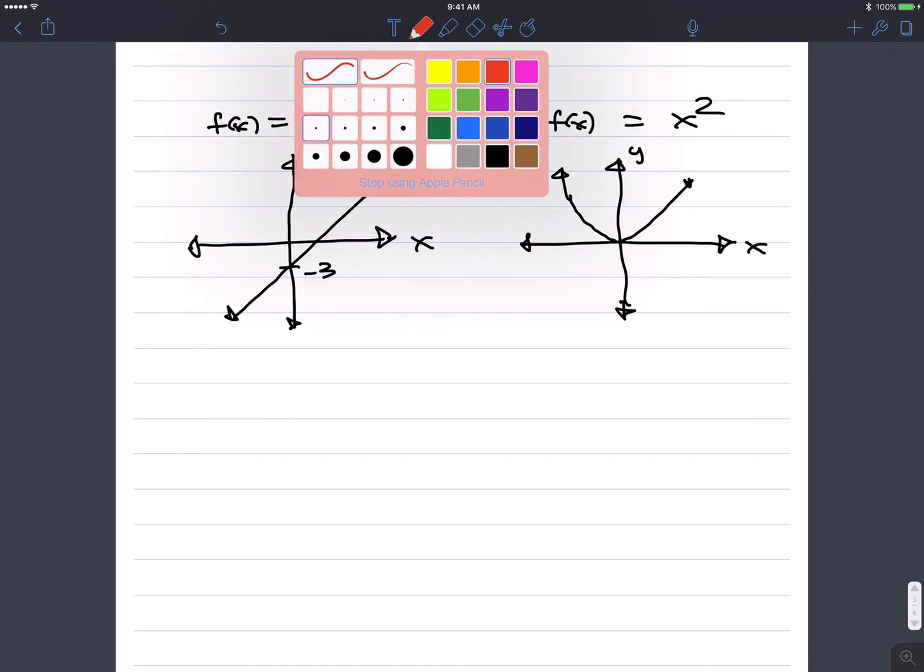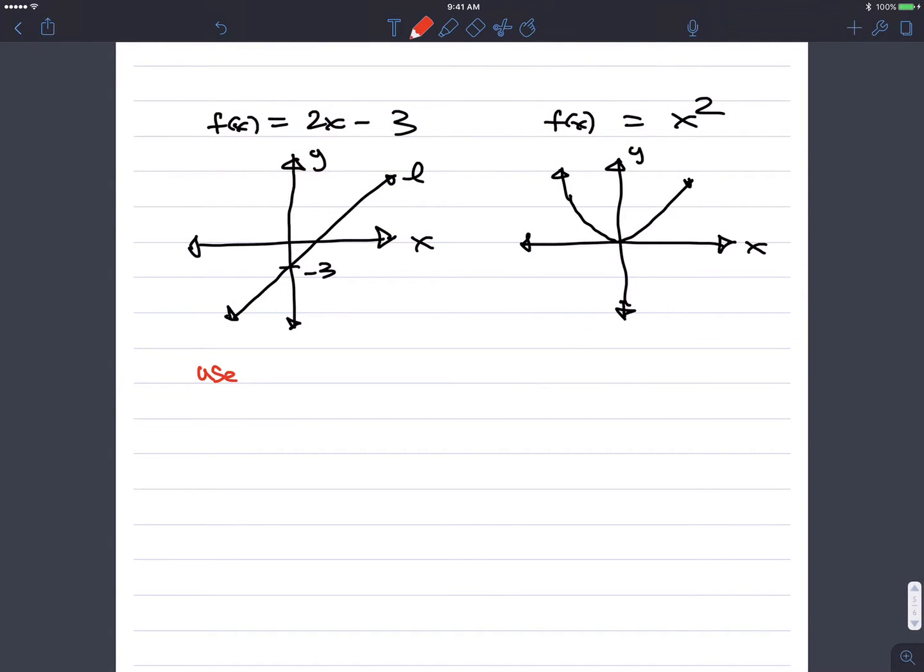You guys are going to use what we call the vertical line test. What does vertical mean? Is it up and down or left and... Sorry, I messed up. Sorry. I mentioned I had no sleep.